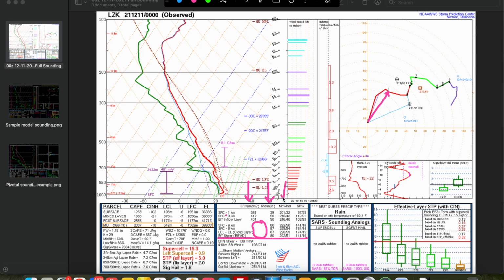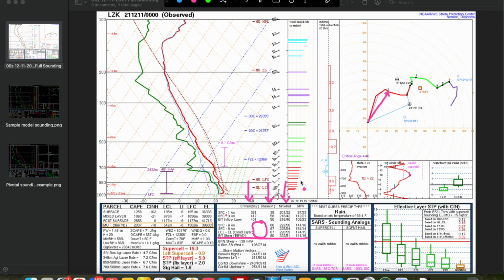Now we have our mean wind, and the mean wind is basically exactly what it sounds like. It's a pressure-weighted average wind in a layer. So you basically add up all the winds, their direction and speed, and you take an average of that, weighted by pressure, some mathematical formula that's used to weight based on pressure within a layer, but basically you can think of it as the average wind in a layer.